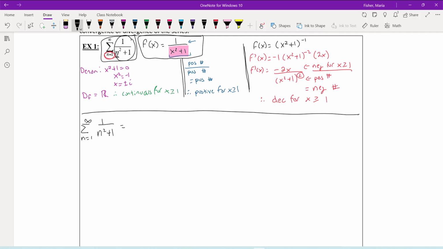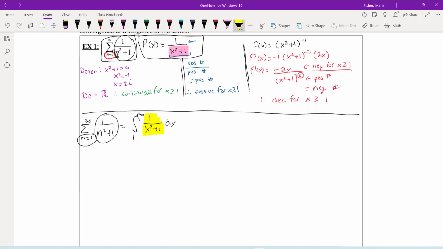and then write my improper integral. My improper integral is going to be the integral from 1 to infinity of, and instead of writing it in n's, we now write it in x, 1 over x squared plus 1 dx. Then what we need to do is rewrite it as a limit statement and integrate. Well, we're going to do both at the same time.